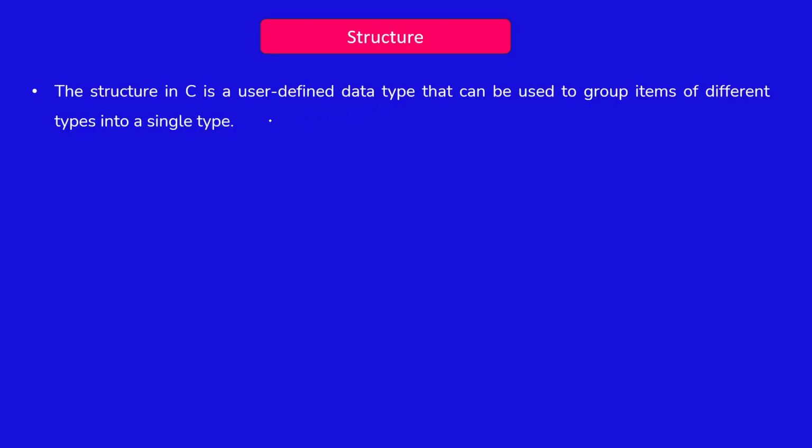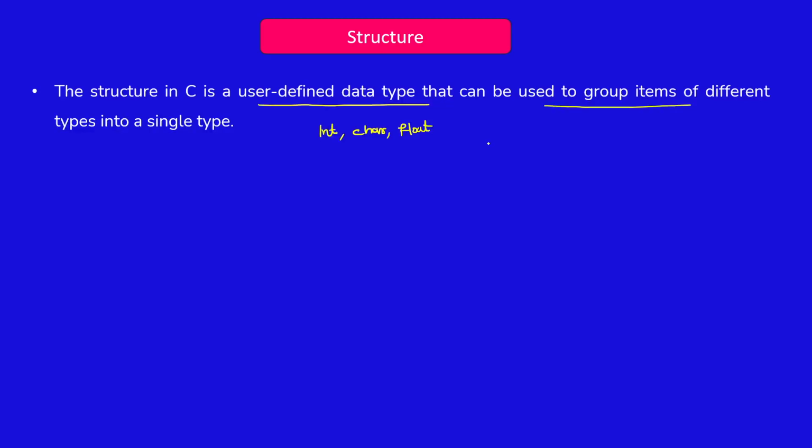Structure in C programming. The structure in C is a user-defined data type that can be used to group items of different data types. Here, you can use structure to store different data types like int, character, float. But arrays can be used to store only the same data type.